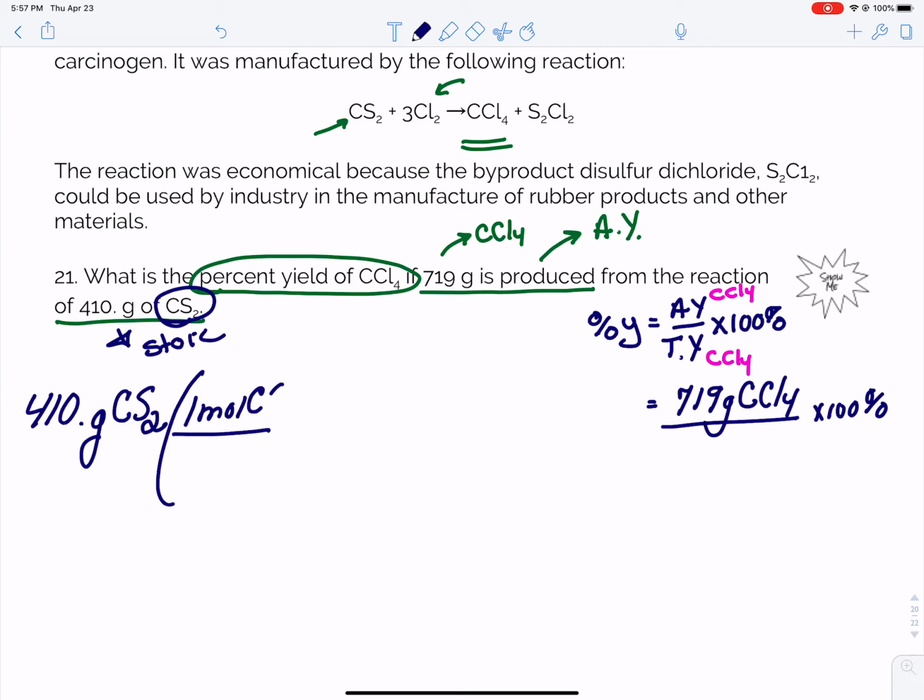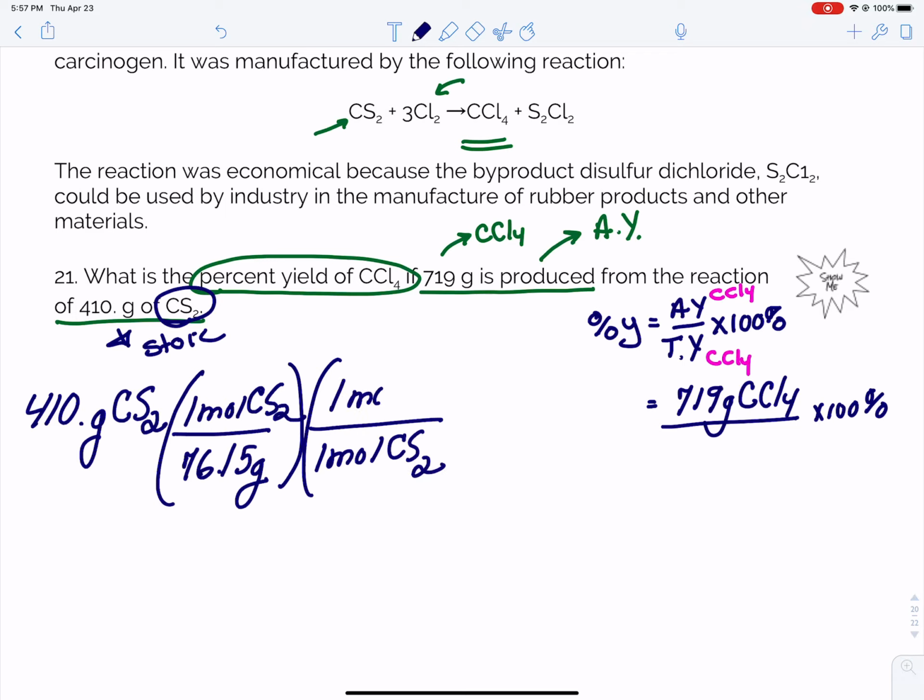1 mole of CS2 is 76.15 grams, of course, in the periodic table. Then using the coefficients from the balanced chemical equation, 1 mole of CS2 will be used to make 1 mole of carbon tetrachloride, CCl4. And then 1 mole of CCl4, right? Because we want to find grams of CCl4. The molar mass for that is 153.81 grams.